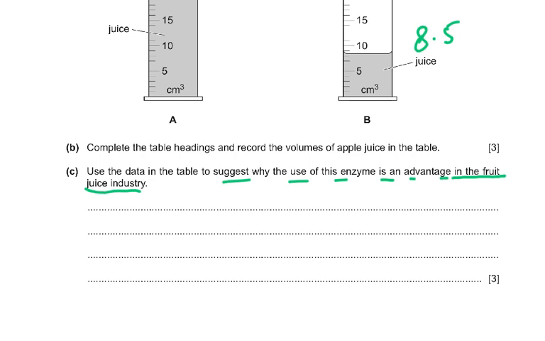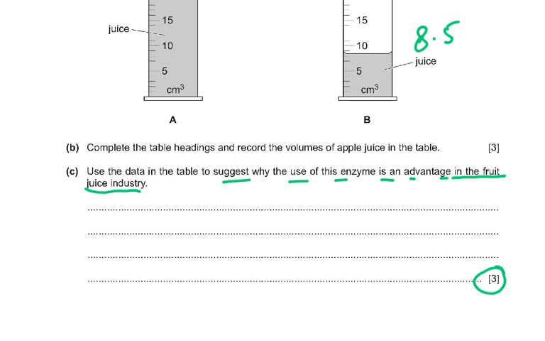digest the cell wall and the other contents, which will then release larger volume of juice. So it will be faster or increased rate and more profit or more efficient or more money or more cost effective. So basically we want more juice because we are in the juice industry. So we want more juice out of the same fruit.